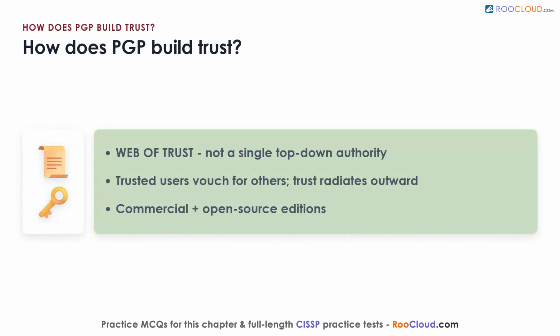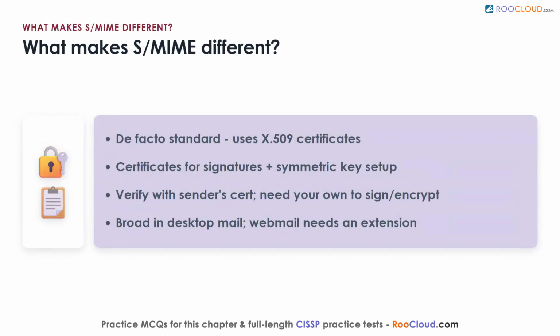How does pretty good privacy build trust between users? Pretty good privacy, or PGP, is a long-standing secure email system with a distinctive trust model. Instead of relying solely on a top-down authority, it uses a web of trust. You become trusted by one or more existing users, then you extend trust to others based on their judgment, and trust radiates outward through the network of people vouching for one another. PGP comes in a commercial edition and an open source variant, and both support modern encryption, hashing, and signature standards. Picture a circle of colleagues who personally vouch for newcomers, and each vouch widens the circle of people you can trust.